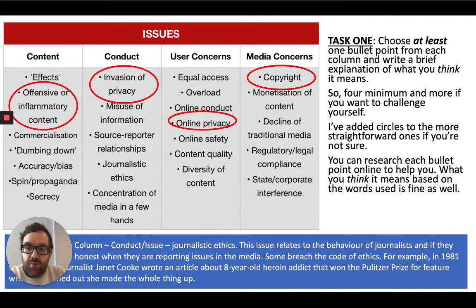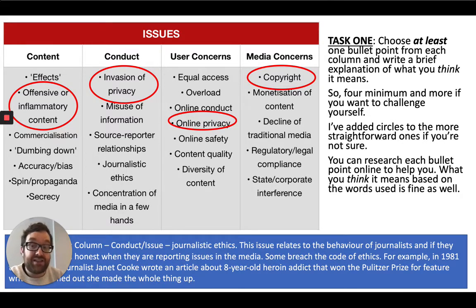Diversity of content: are we making sure there's no bubble? So are there lots of different voices, lots of opinions, lots of points of view in our media? Or are we pretty much getting one biased point of view on something and that's all we're exposed to? So is there a diversity in the content? Media concerns, lastly.